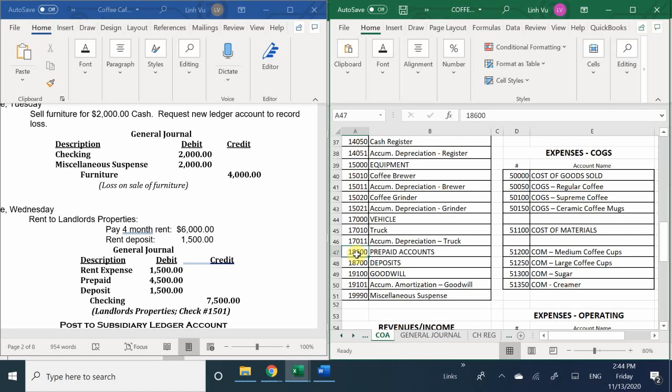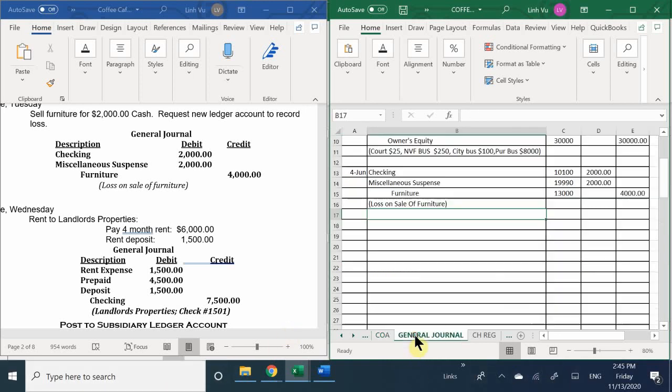Okay, so you have deposits right here for 18,700. And then lastly, because we wrote a check, we're decreasing our money. So therefore, we wrote a check for a grand total of 7,500. So let's go ahead and journalize this. Okay, so on June 5th, I had rent expense. Okay, and my account was 62,000 for the amount of $1,500. Right?